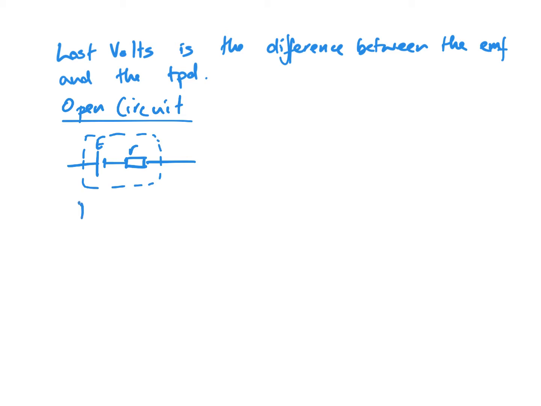So there's no current flowing, and therefore there's no lost volts. And at that point, V will equal E. The terminal potential difference will equal the EMF. So if you connect a voltmeter across that, then you will measure the EMF.